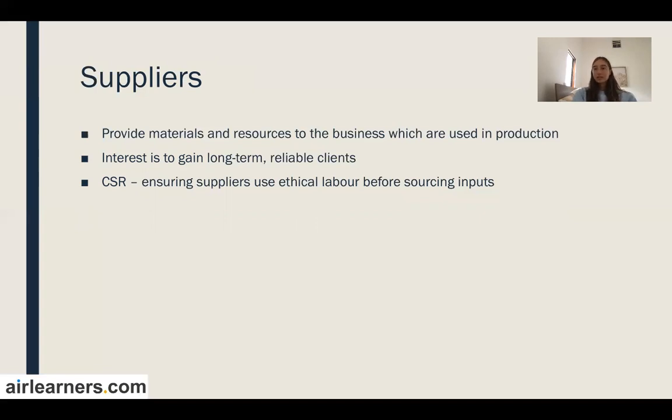Businesses can make sure that their suppliers don't use child labor or exploitation of workers, because by doing that, their operations are harming the international community and workers overseas. So that's something that's really, really important to think about.